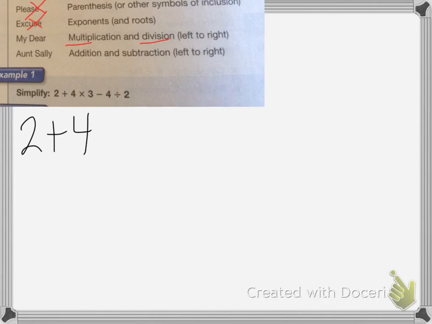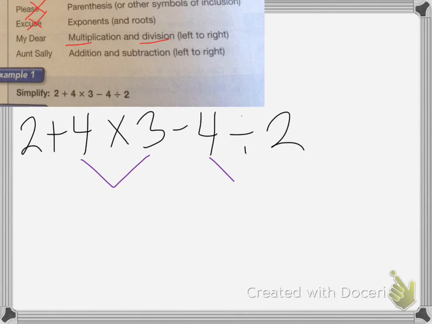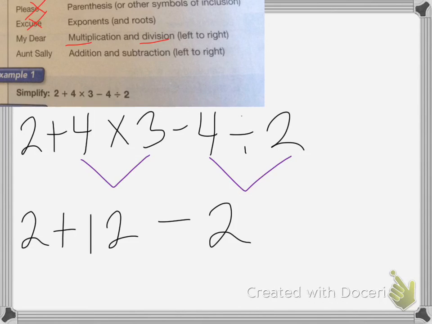And I find it helpful to rewrite the sentence each time I do one of these steps. So I'm going to multiply 4 times 3, and I'm going to divide 4 divided by 2. Everything else I don't use drops down. So I end up with 2 plus 4 times 3 is 12, minus 4 divided by 2 is 2.